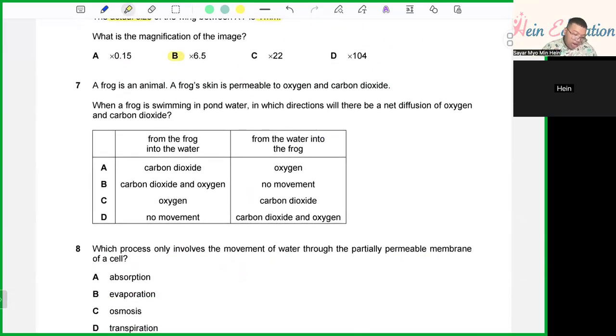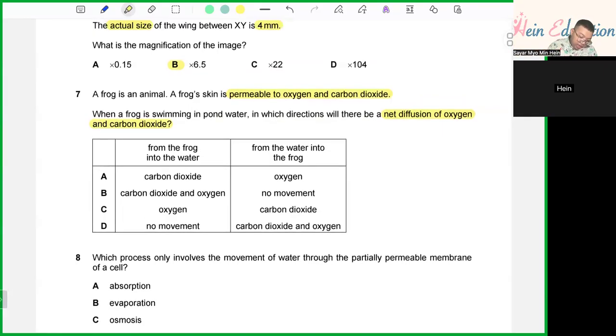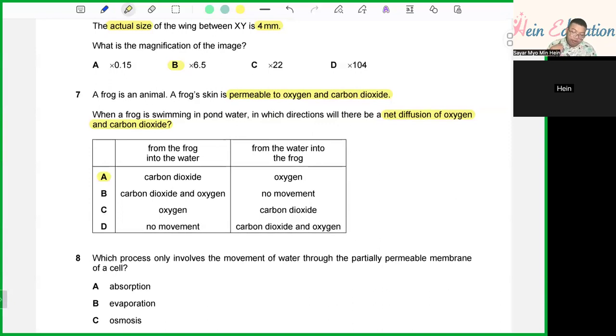And then number seven, a frog is an animal and it's permeable to oxygen and carbon dioxide. Swimming in the pond water, in which direction would there be a net diffusion of oxygen and carbon dioxide? Animals perform respiration, right? So oxygen has to enter the frog from the water, and the product of respiration, carbon dioxide, is released from the frog into the water. So the correct answer is A, because it's like a human exhaling carbon dioxide and inhaling oxygen.